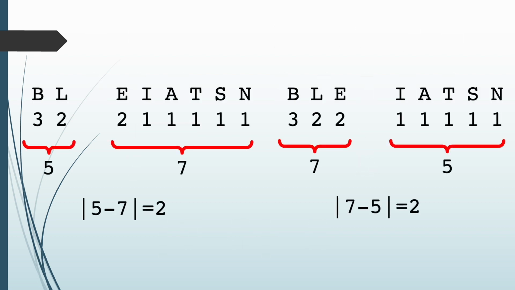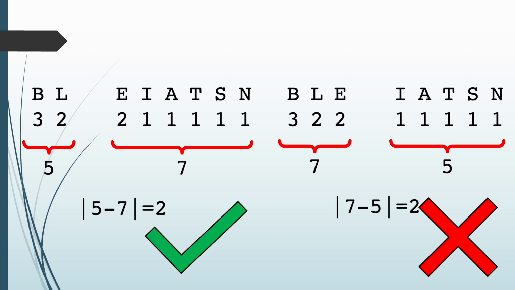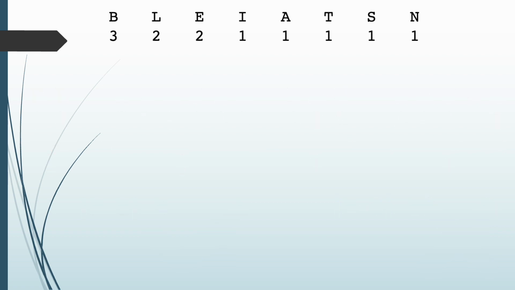Now, we have 2 ways to divide the source while having 2 as their differences between the total probability on the left and the right side. Choose the one that we saw earlier between those 2. That is, B and L on the left side, and E, I, A, T, S, and N on the right side. Take the division, and draw a dotted line between them.